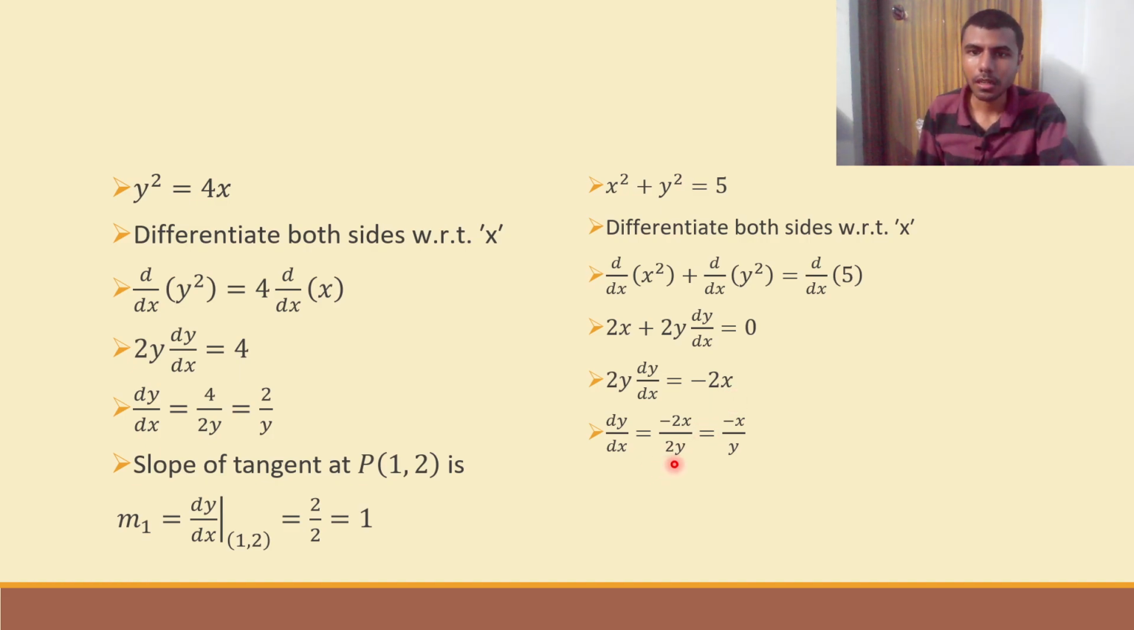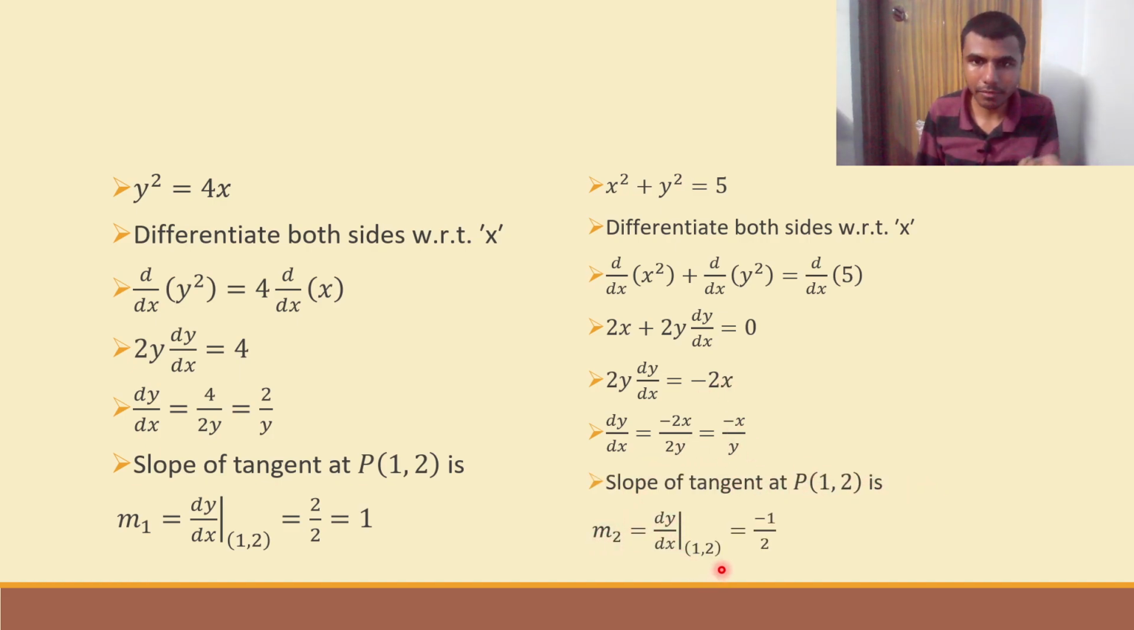Next, again, for the same point, find out the slope of tangent for this curve. m2 is dy by dx at 1 comma 2. My dy by dx is minus x by y. So what I'd get is minus 1 by 2, because it is minus x by y, my point is 1, 2. So x is 1, y is 2. So minus 1 by 2. I hope things are clear. Now I got my m1 and m2.